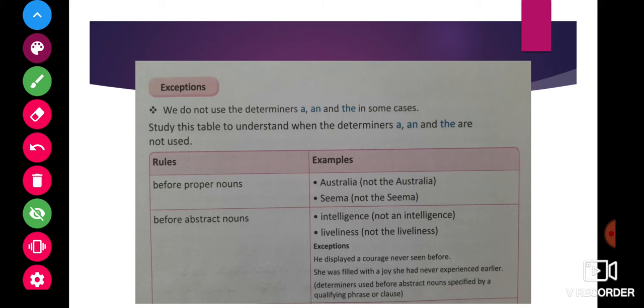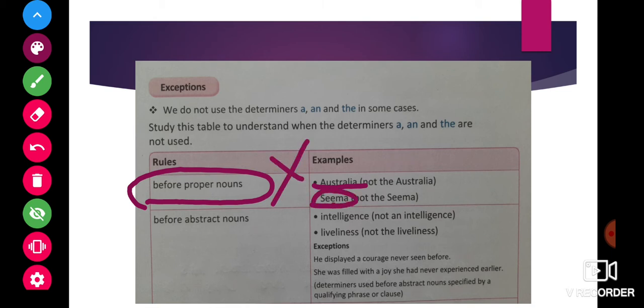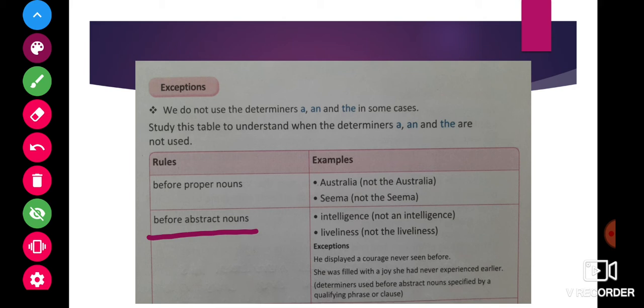So there are two columns. The first one is referring to the rules. The second one has the examples. So before proper nouns, we cannot use articles. For example, Australia and Seema. We cannot say the Australia, a Australia, or the Seema, a Seema. That is wrong.